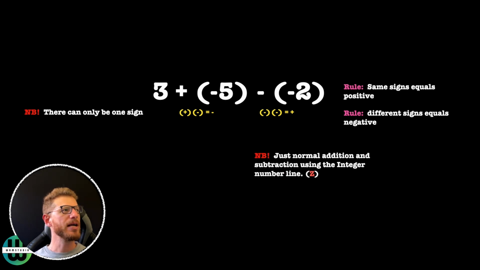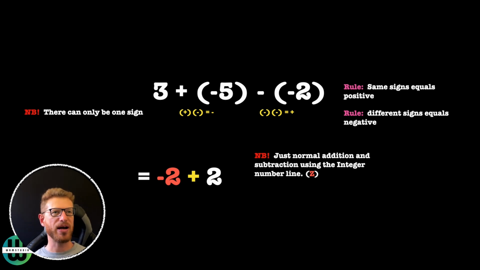So now I just need to remember, once I've done the signs and I've changed my signs correctly, I'm now just going to add and subtract using the integer number line. So this will give me minus 2 plus 2. Why? Because 3 minus 5 is minus 2. And then minus 2 gave me plus. So minus 2 plus 2. And this will give me 0 as my answer.